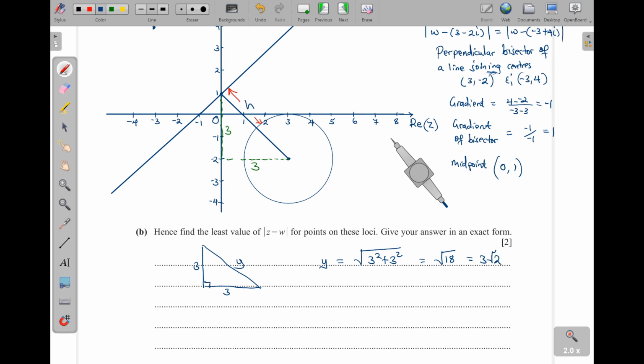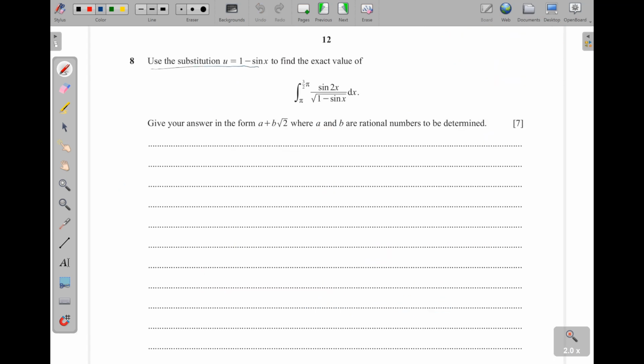3 root 2. Now, remember, this is 2 units from here, from the circumference to the center. So meaning the least value of this one here, the minimum value, is going to be that 3 root 2 we have gotten, then we subtract the 2, and that is going to be our answer.